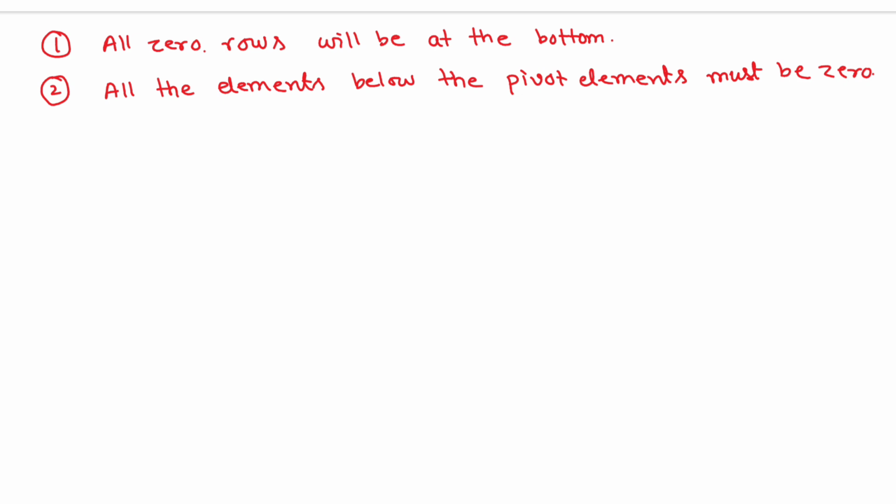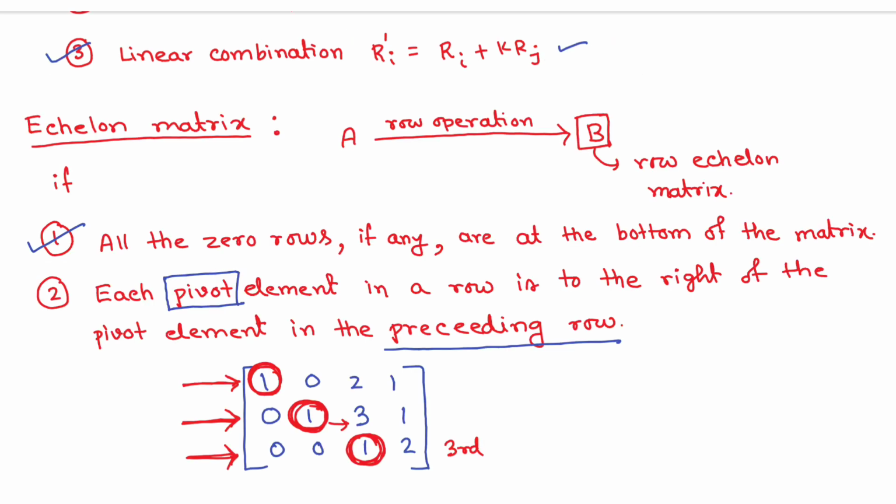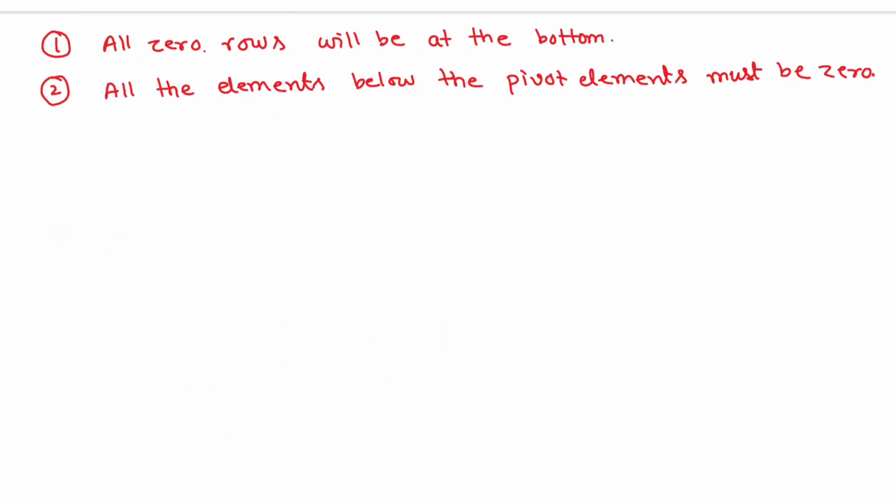Sometimes many students have asked me that sir, is it necessary that the first non-zero element must be 1? No, this is not necessary. In echelon form, the first non-zero element may be any number, any real number. Okay, it is not necessary that that will be 1.